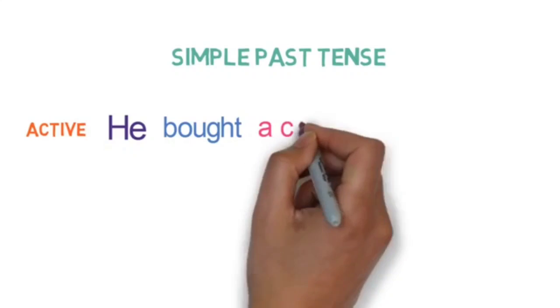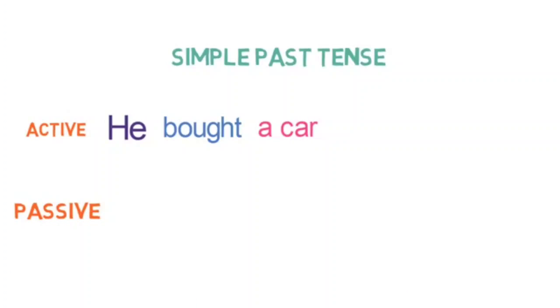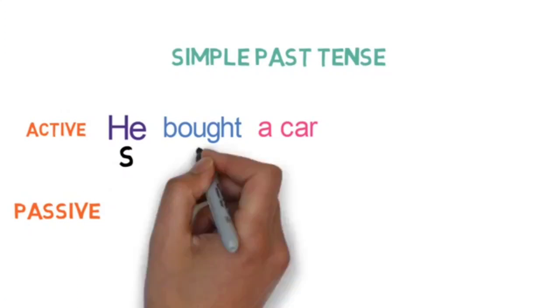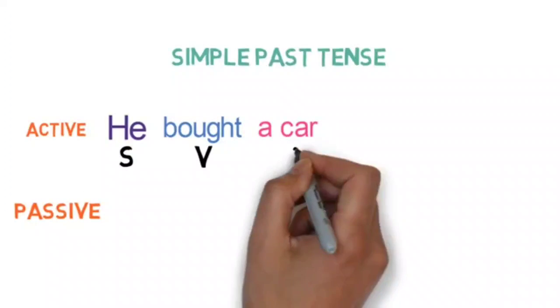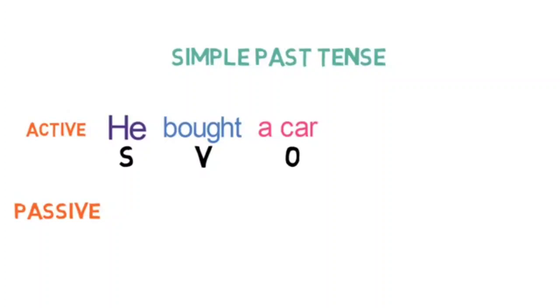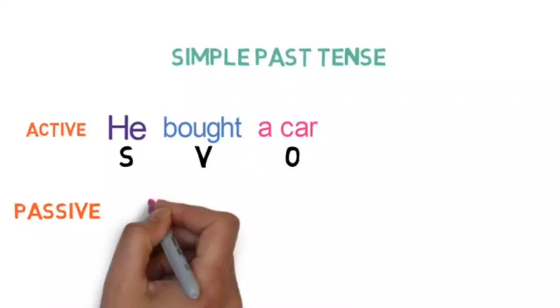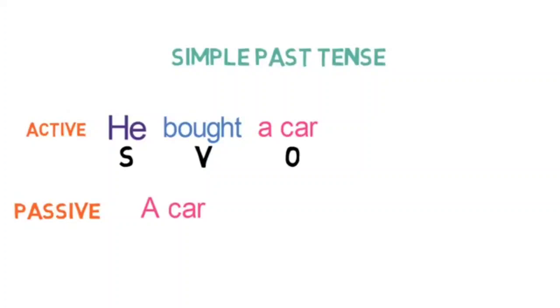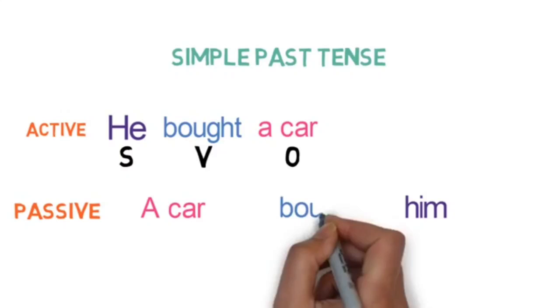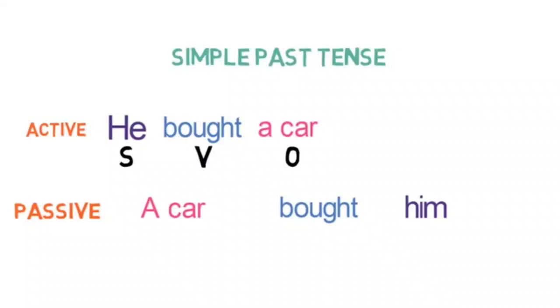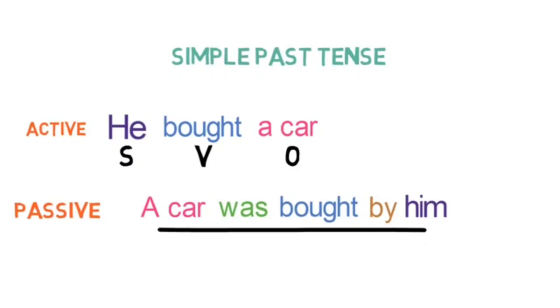Let's move on to the next tense, that is simple past tense, with an example. In active: He bought a car. In passive, we have to follow the steps. First, find out the subject, verb and object. Here he is the subject, bought is the verb and a car is the object. Step 2, swap the position of subject and object. So a car is the subject and he should be changed into him. Then convert the main verb into the third form, which is bought, and add the proper helping verb was. The next step is adding the preposition by. Now the sentence is completely changed into: A car was bought by him, in simple past.